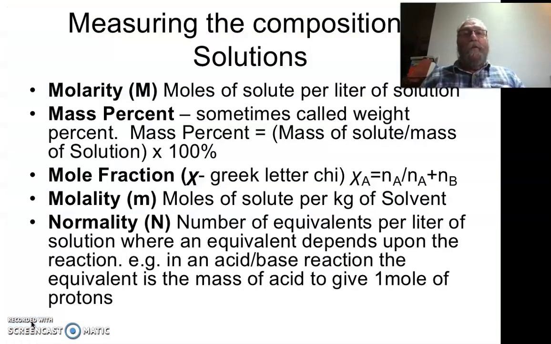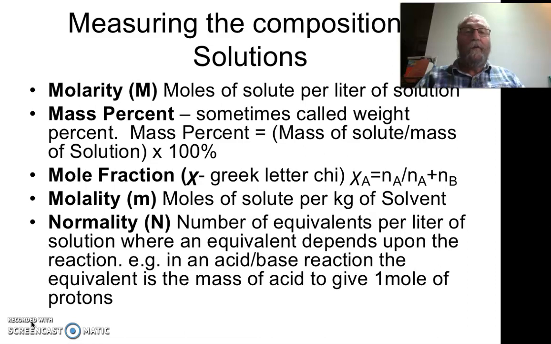Now the major part of this chapter and the main thing that gets asked about is to do with concentrations. And of those, molarity is the biggest one. And we've done lots of work on this. You've done lots of calculations with this. We've also done some work on mass percent and mole fraction. These are two things that have come up. Molality tends to not come up very often.